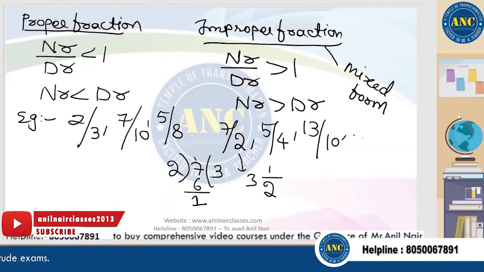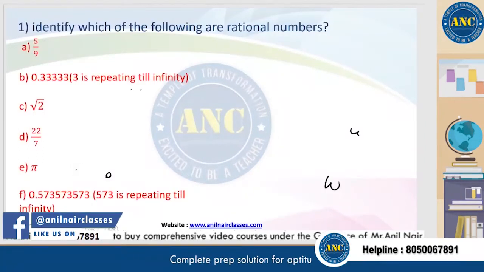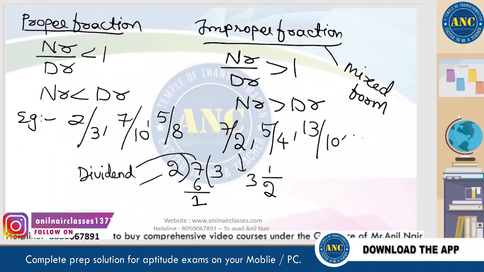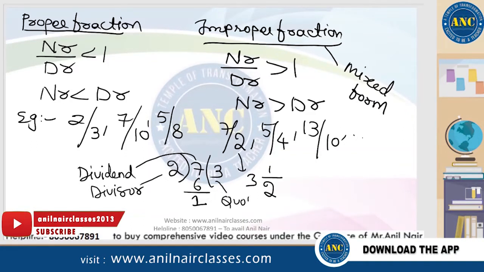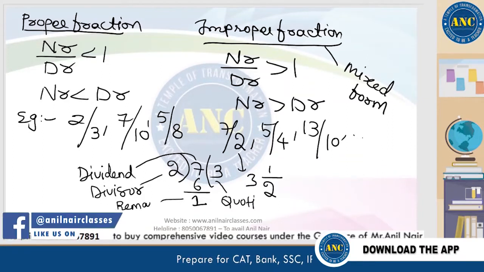If you observe, this is the dividend. This is the divisor, the number which is dividing. This is the quotient. This is the remainder.